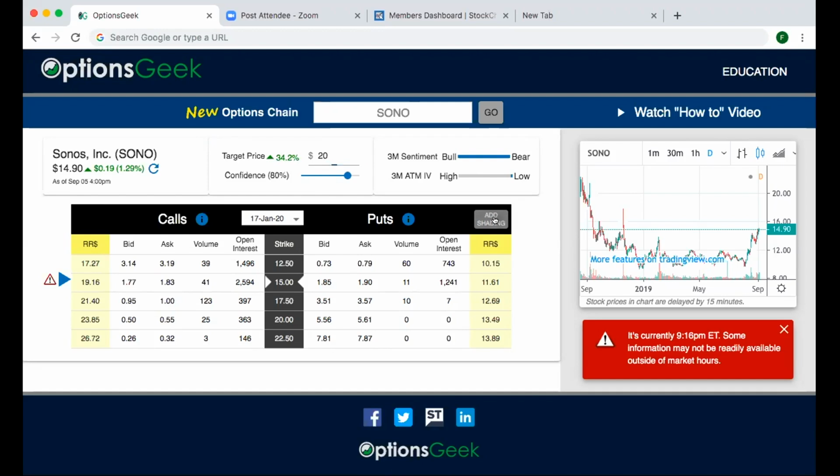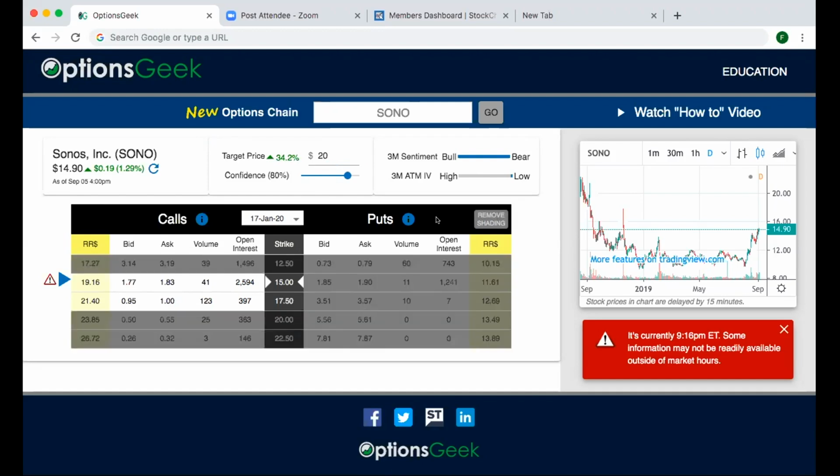Now, what I did here was I added shading. And why did I add the shading? I added the shading because the option chain could be fairly confusing. And so what we're doing here is we're highlighting this window of opportunity, if you will, where the best in the world generally are buying options.